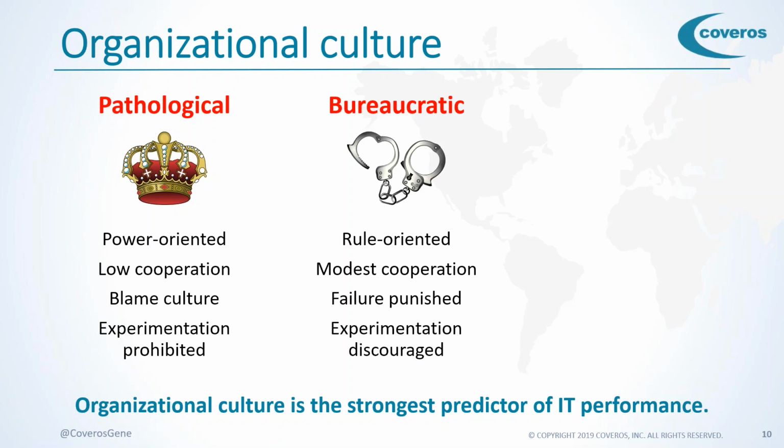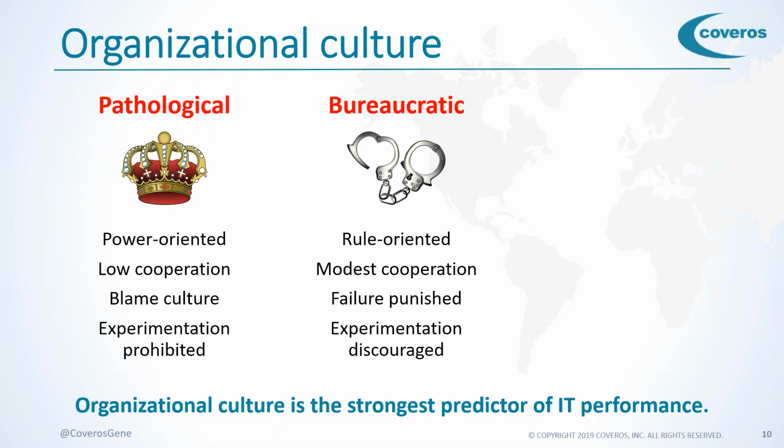Slightly better, but still not good at all, is bureaucratic, right? And that's rule-oriented. There is some cooperation, but you're really bounded on what you can do, so experimentation is discouraged. If you fail, you're punished. So most people try to stay within the bounds of what they're allowed to do. They don't try to push the limits, because as long as they stay in their bounds, well, hey, how bad could they punish me for following the rules, even if I know there's better ways to do things?